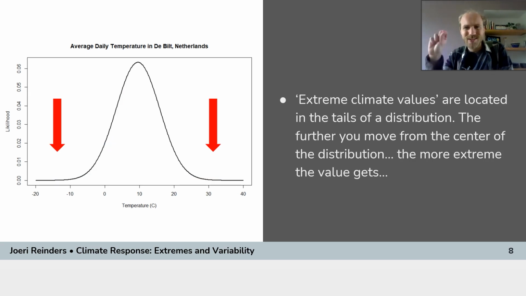The tails, so the ends of these distributions, are what contain the extreme events. So the ones that we are particularly interested in. Here you have, for example, the low extremes and the high extremes. We're now going to look mostly at the high extremes.